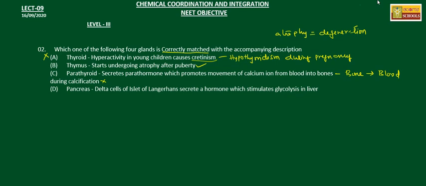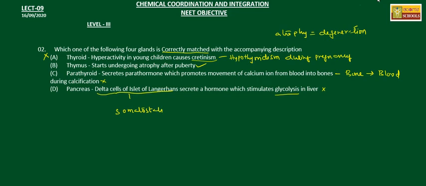Then the pancreas: delta cells of the islets of Langerhans secrete a hormone which stimulates glycolysis. This is also a wrong match, because the delta cells of the islets of Langerhans produce somatostatin.